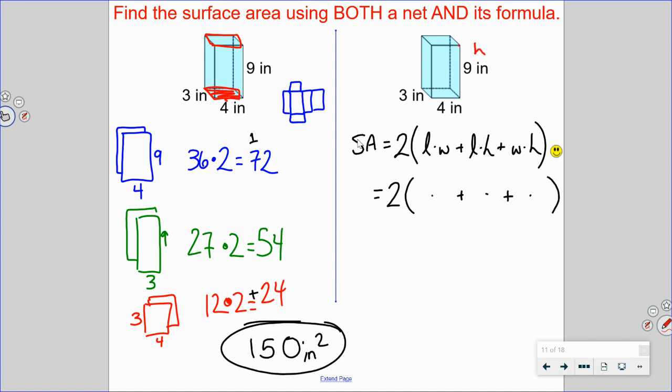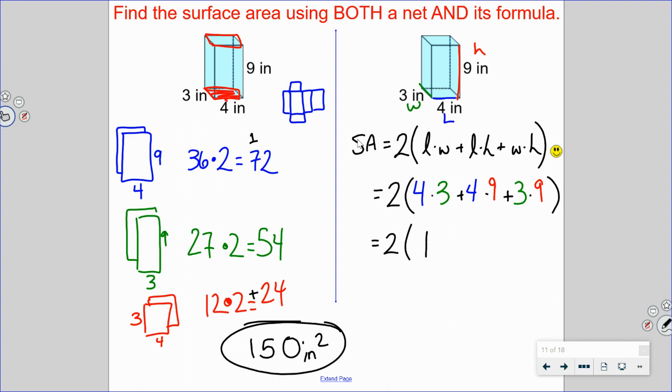First thing I'm going to do, for whatever reason, I always fly to the height first. I don't know why. I'm going to call 4 the length. I'm going to call 3 the width. But remember, you can turn that box any which way and it's going to have the same area. So you can identify anything you want. I'm going to substitute in 4 for length, 3 for width, and then I will substitute in 9 for the height.